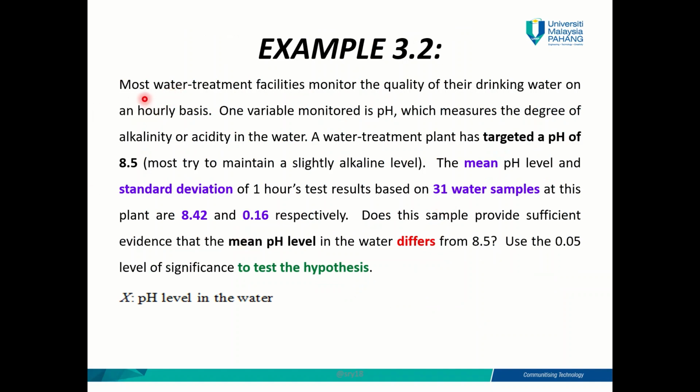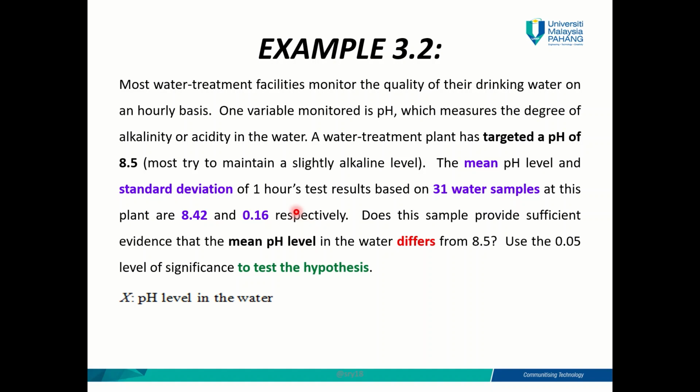Come on, let's read this together. Most water treatment facilities monitor the quality of their drinking water on an hourly basis. One variable monitored is pH, which measures the degree of alkalinity or acidity in the water. A water treatment plant has targeted a pH of 8.5. The mean pH level and standard deviation of 1 hour's test results based on 31 water samples at this plant are 8.42 and 0.16 respectively. This is a really long sentence, but basically it's telling you that the sample taken is 31 water samples, and from these 31 water samples, the mean pH level and the standard deviation are 8.42 and 0.16 respectively.